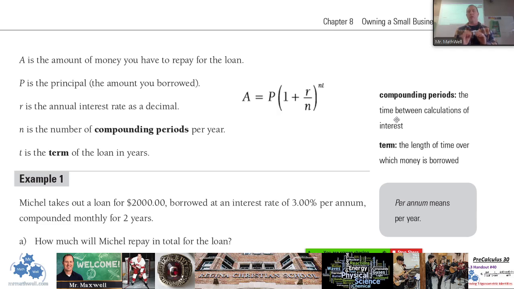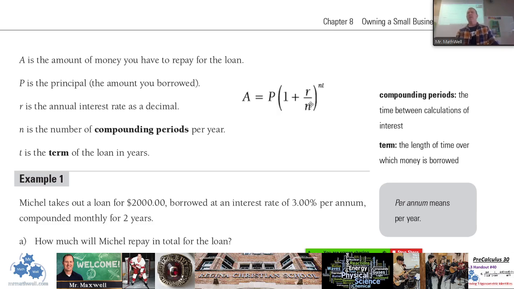Now, look at this. The annual interest rate is divided by the number of compounding periods. If it's compounded daily, that N is 365. If it's compounded monthly, it's 12. If it's compounded quarterly, how many times is that in a year? 4. So that's what N is.